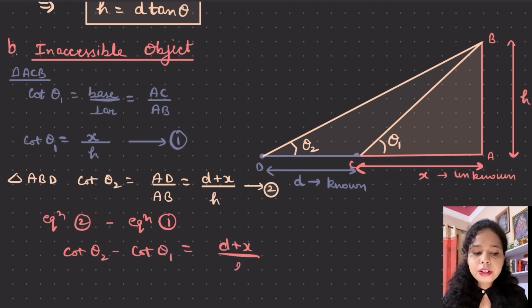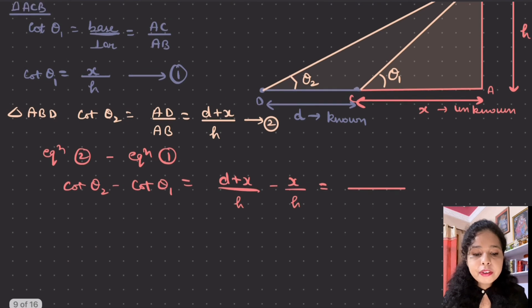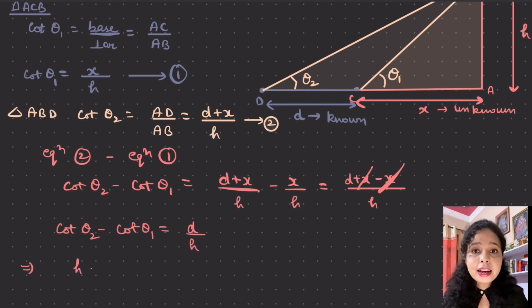So taking the LCM, the LCM in this case will be H. So we are having H in the denominator and in the numerator we are left with D plus X minus X. So plus X minus X cancels out. So we are left with cot theta 2 minus cot theta 1 is equal to D upon H. As we were determined to calculate the height of the mountain, therefore we have H is equal to D upon cot theta 2 minus cot theta 1.